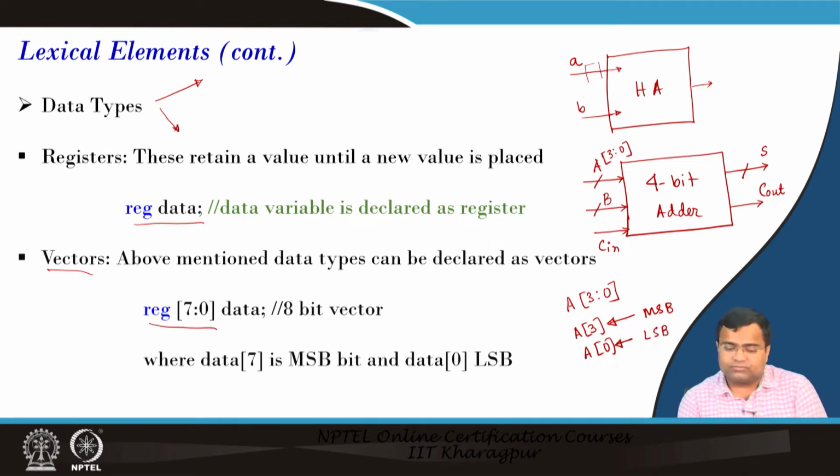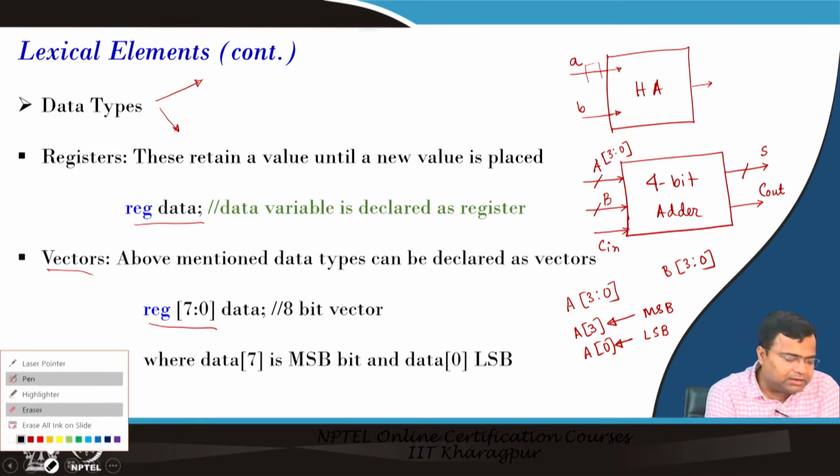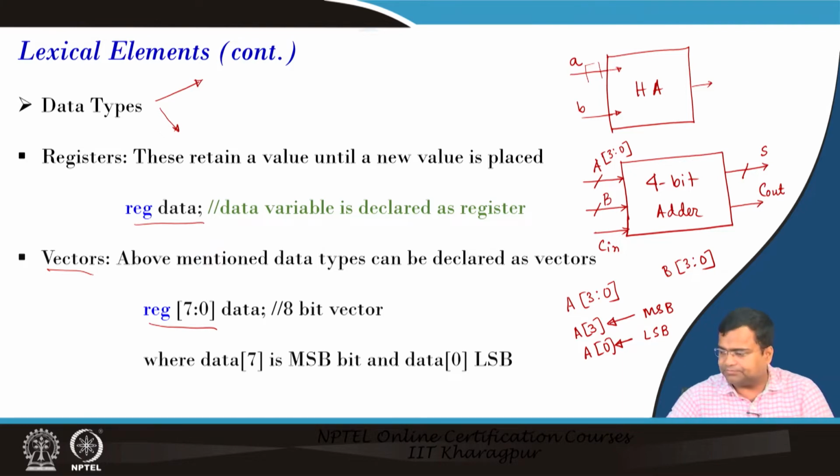Okay. Same thing for B. B also we should write 3. It is possible you can interchange, that means you can also write A 0 into 3, that is also possible. In that case, A0 will be MSB and A3 will be LSB. So, you have to be very careful about this selection, and we generally prefer to use this type of representation, but it is possible that you can also change it.